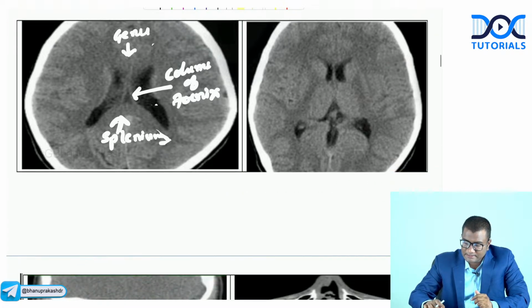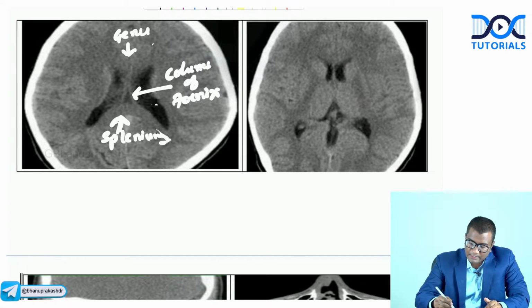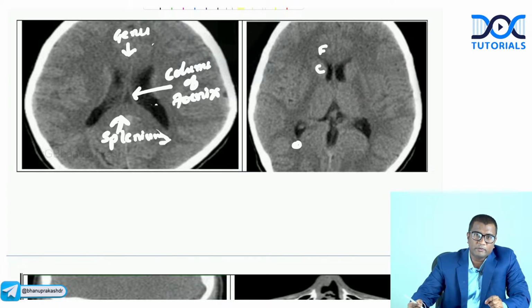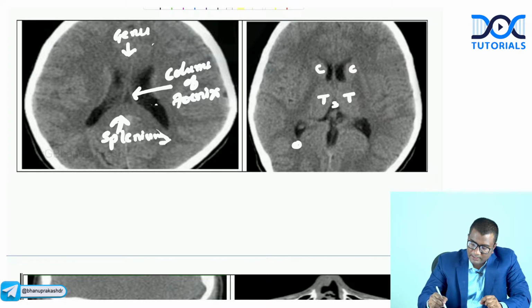The next is this CT scan image. In this image, you can see this is the frontal horn of the lateral ventricle, and this is the occipital horn of the lateral ventricle. You see gray matter touching the frontal horn of the lateral ventricle, this is the caudate nucleus. This is the third ventricle. On either side of the third ventricle, these are your thalami. So the caudate nucleus is touching the frontal horn of the lateral ventricle, and the third ventricle on either side will have the thalamus.